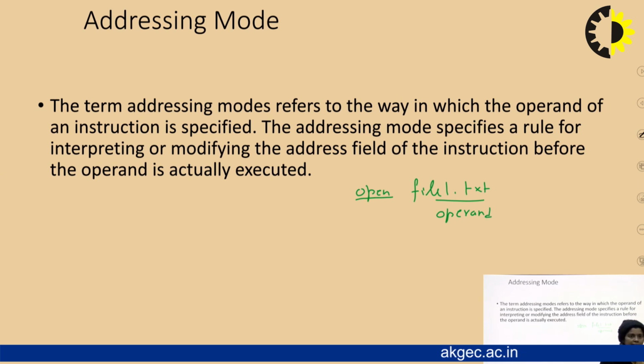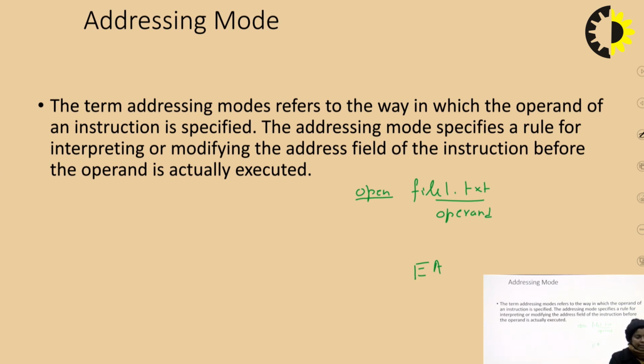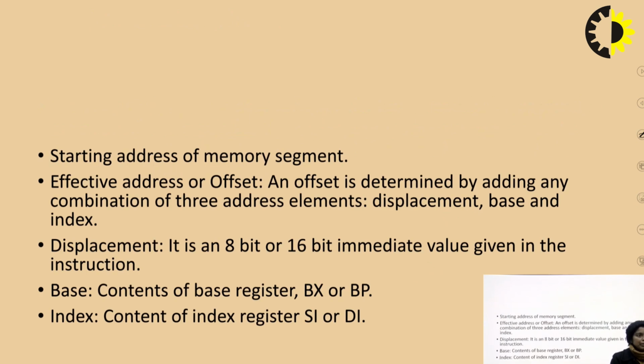Now you understand what an operand is, and in the addressing mode we get the effective address. What is the meaning of effective address? The effective address is the actual address of the operand, where it resides, either in a register or in memory. The effective address is also called the offset. The offset is determined by adding combinations of three things: displacement, base register and index register. The base register is BX or BP, and the index register is SI or DI.